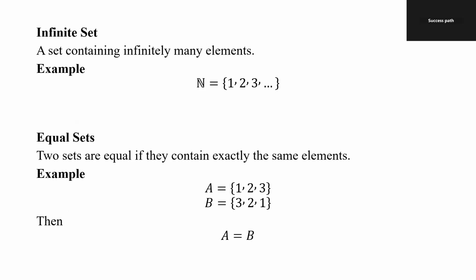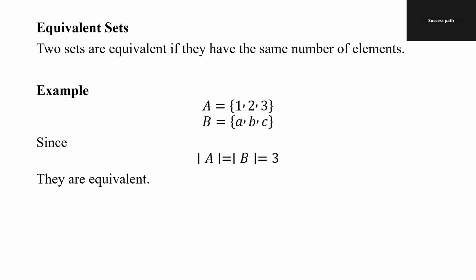Equal sets: A and B are equal sets. For example, A = {1, 2, 3} and B = {3, 2, 1}, so A = B. This is an equal set, since both have exactly the same elements. These are very simple terms, that's why I'm going fast. If you don't understand, you can tell me.